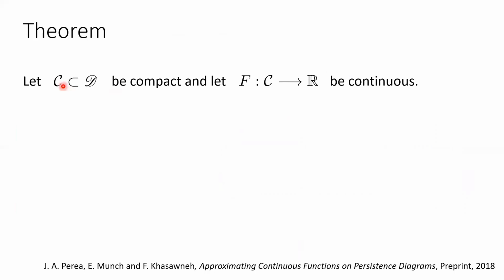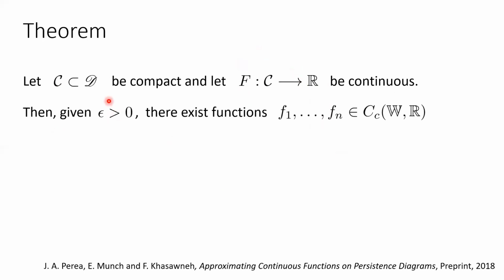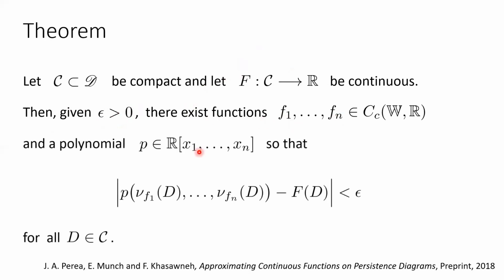So if you start with a collection of persistence diagrams, and the collection is going to be compact. So this is just a technical term saying that this set is not too big in extension. And if you have a continuous function f from your collection of diagrams to the real numbers, so think of this as the ground truth that is going to tell you whether a diagram is either blue or red, then the following is true. Then for any epsilon, which is going to be sort of our degree of approximation, for any epsilon, one can find template functions f1 through fn, so that the following is true.